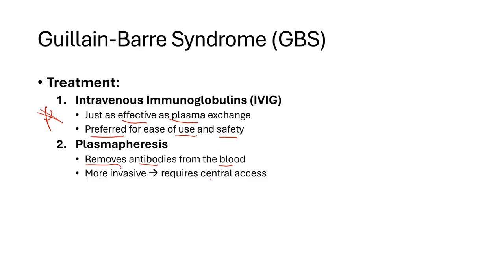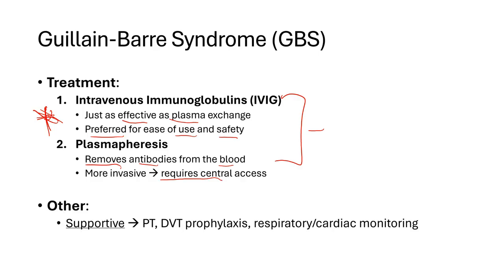This is typically more invasive and requires central access. Thus, for test purposes, they are equivocal, but in the real clinical practice, you'll probably see IVIG used more. I want to include that just in case they do make you choose between this on test day. Understand that IVIG is typically much, much easier and simpler to use. The rest of the treatment is typically supportive. PT, physical therapy, rehabilitation. Some individuals require DVT prophylaxis if they are unable to fully move. And of course, that respiratory and cardiac monitoring that we've talked about.